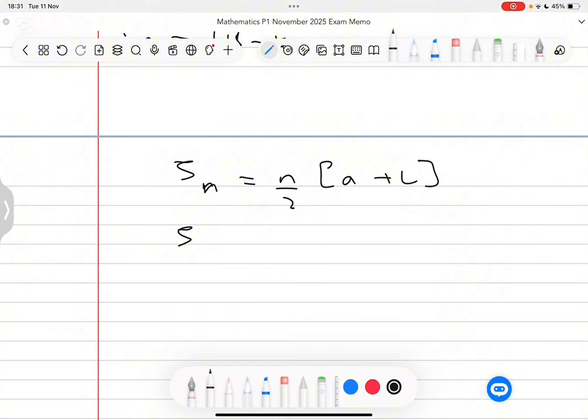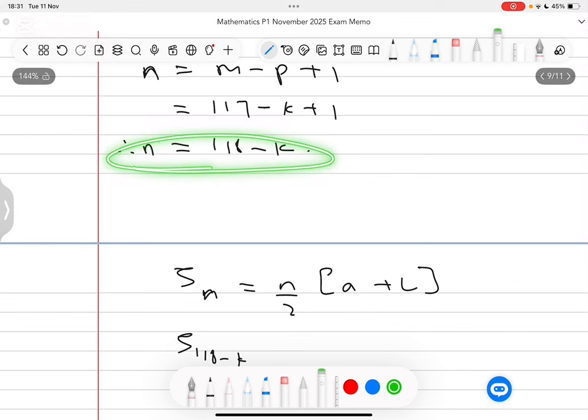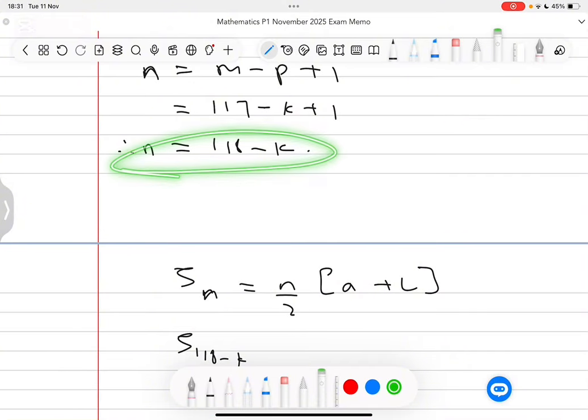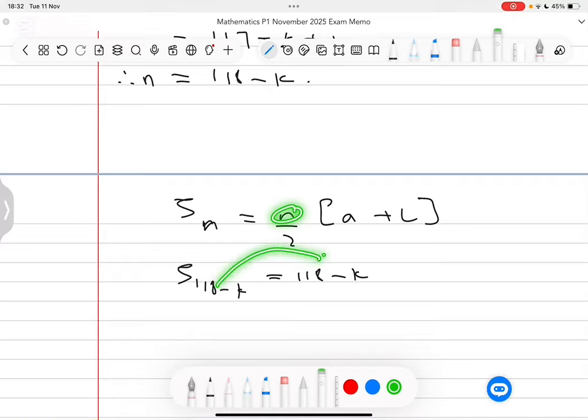But now here, we are going to have Sn. Our n is 118 minus k. I hope you remember that. Here is our n. And I think this is the tricky thing about this question. If you get this wrong, you are out. So now here we're going to have 118 minus k. I'm just substituting the n here, because we're saying n is that number. And we're still dividing here by a 2.